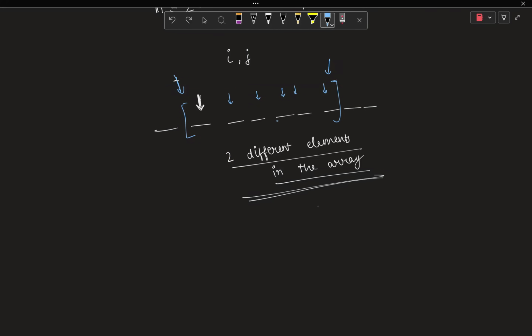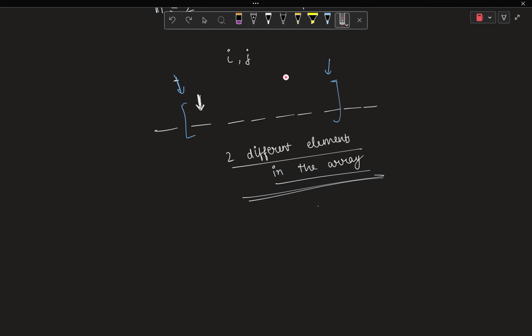In that case, all these elements are the same, so there will not be two different elements. So you will see a contradiction, which proves that there will be at least one element different from it in this range. So if for every element I just store the index of the closest element on the right which is different from this element, I can just check which is the closest element to you on the right side which is different from you.